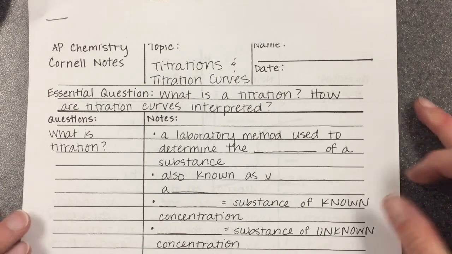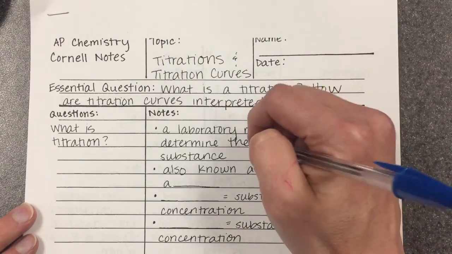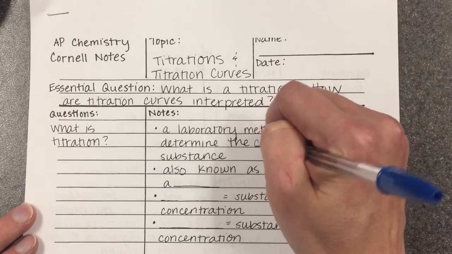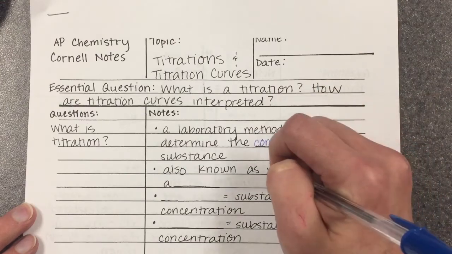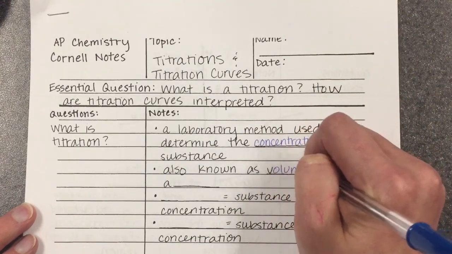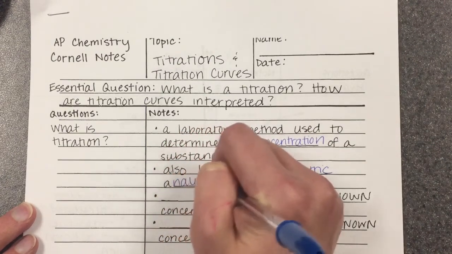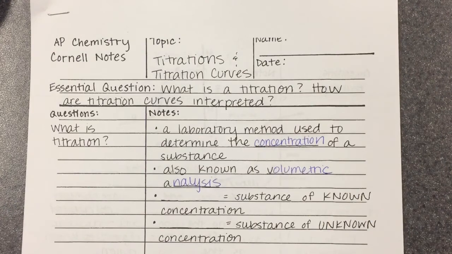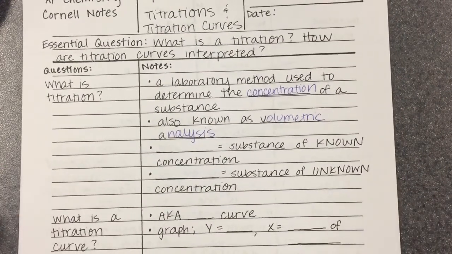So a titration is a laboratory method, so it's something we do in the lab to determine the concentration of a substance. It's also known as volumetric analysis, because we're using the volumes of things to figure out concentration.